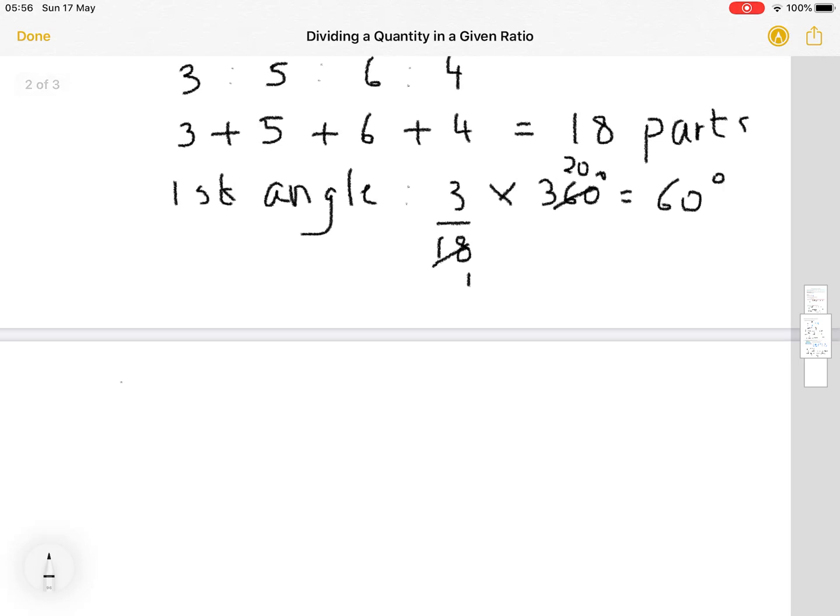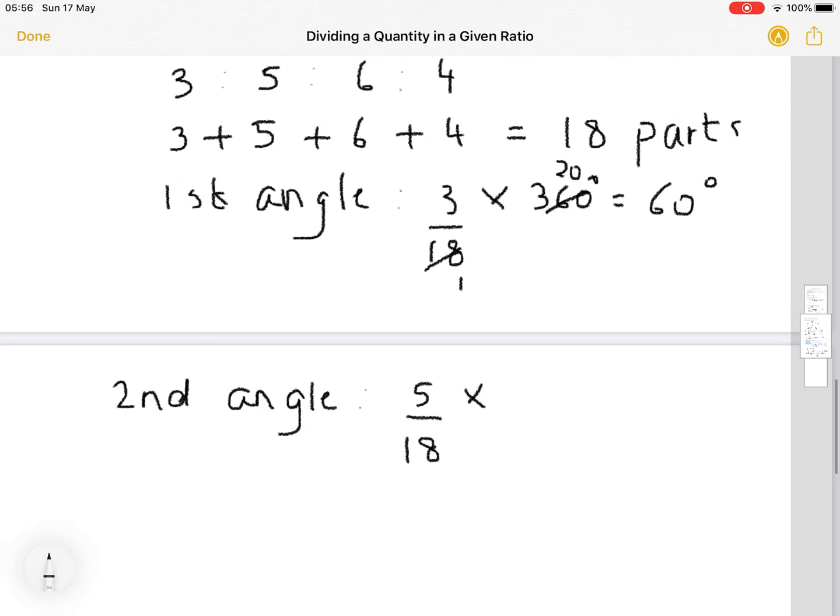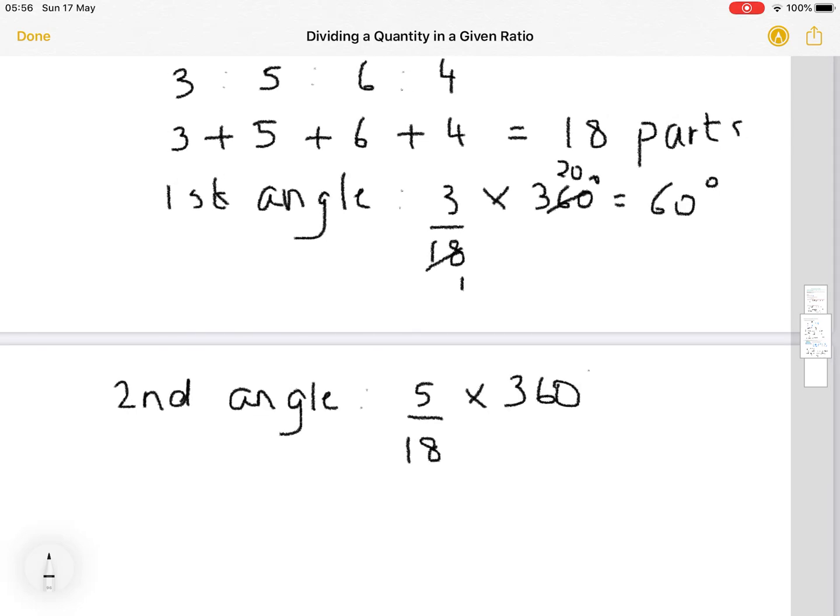Now the second angle. The second part, all right, is 5. So 5 out of a total of 18 multiplied by the amount, which is 360. 18 into 360 goes 20. 20 times 5, it's 100 degrees.